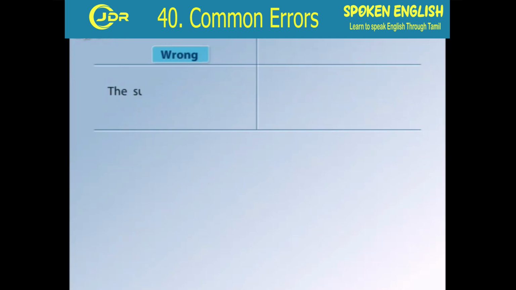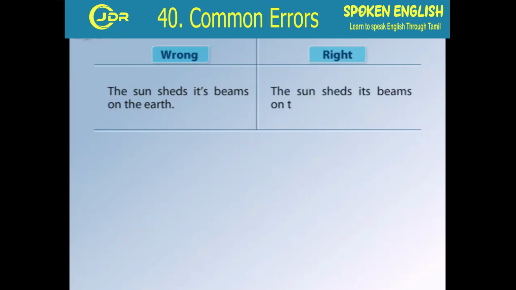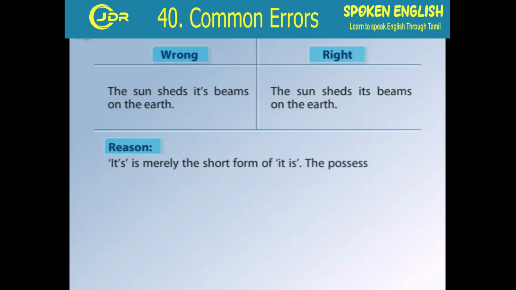Wrong. The sun sheds it's beams on the earth. Right. The sun sheds its beams on the earth. Reason, it's is merely the short form of it is. The possessive of it is just its without the apostrophe.